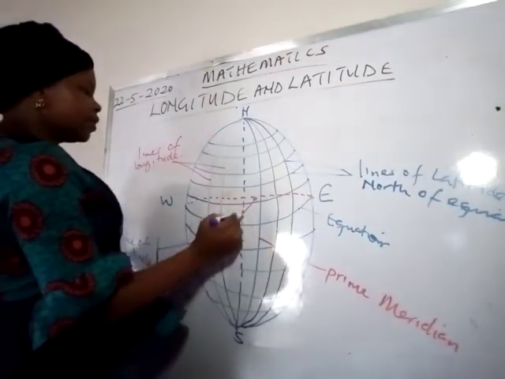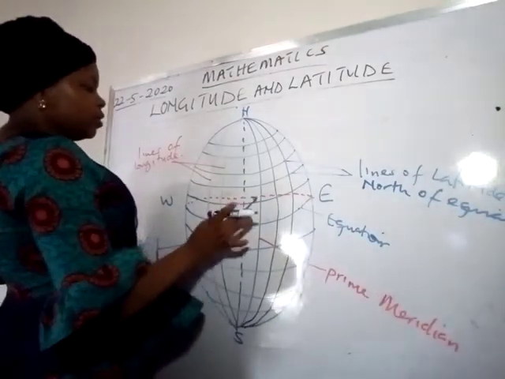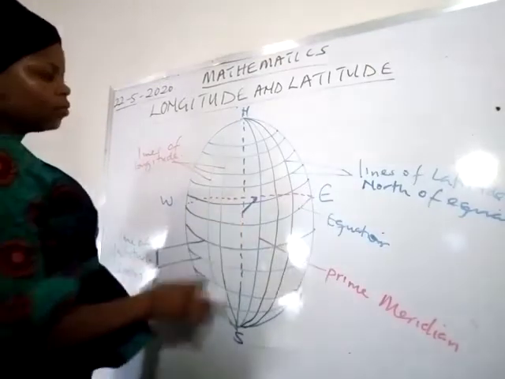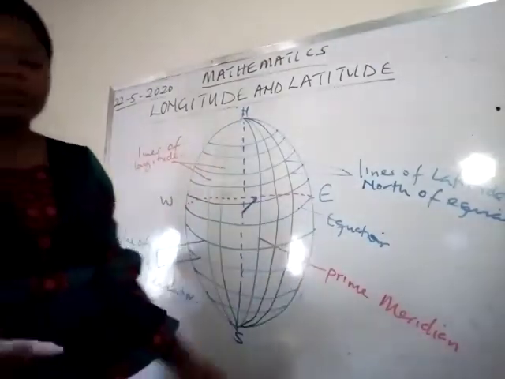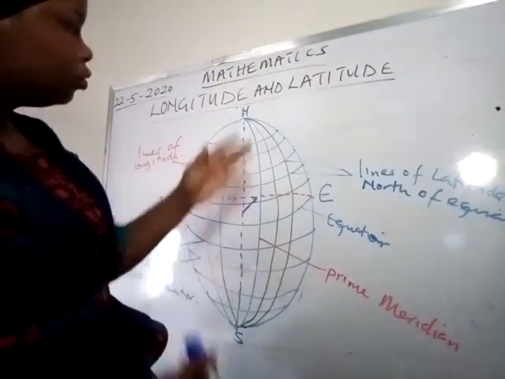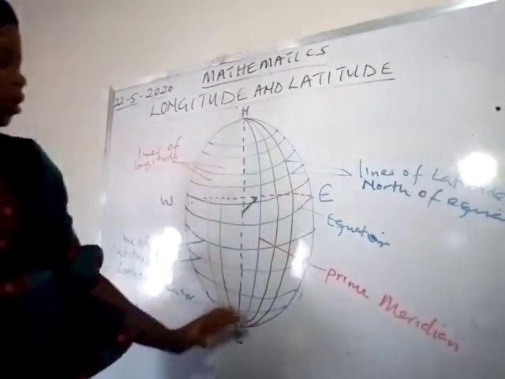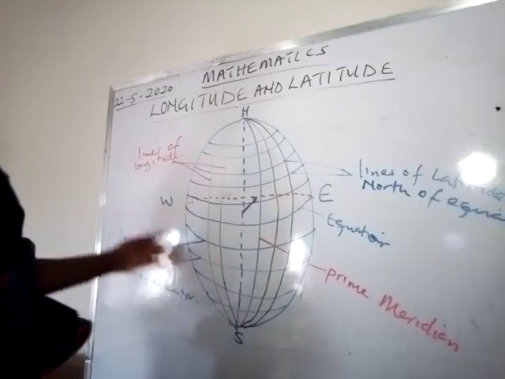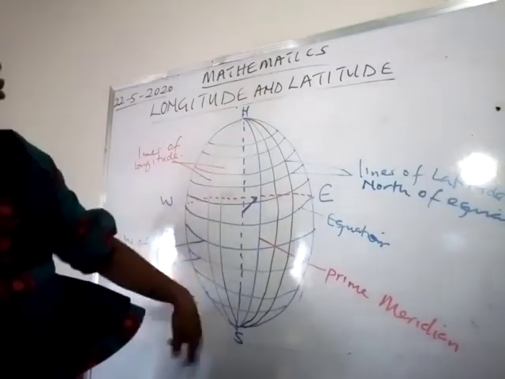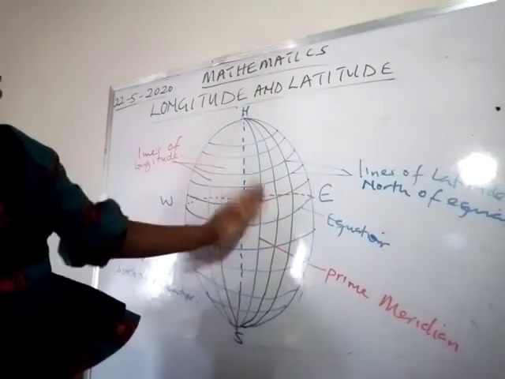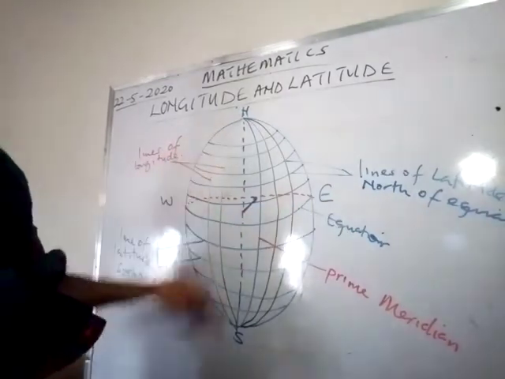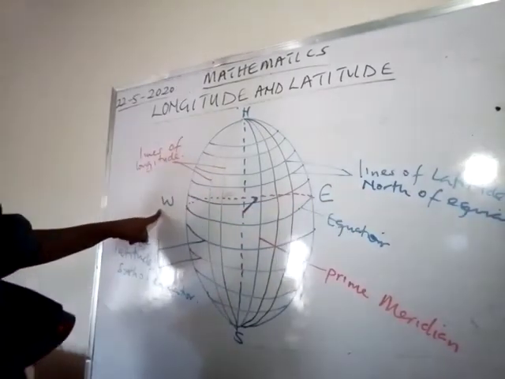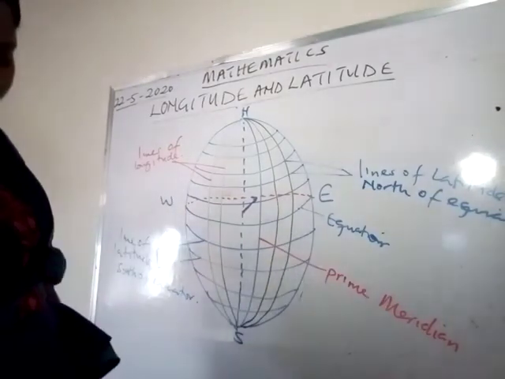So this is a great circle. The radius of this great circle is also the same as the radius of the whole sphere. So take note of that. The first one, know your lines of latitude and your lines of longitude. These lines of longitude are longitudes on the east side of the meridian. And these lines of longitude are longitudes on the west of the meridian. So take note of that.